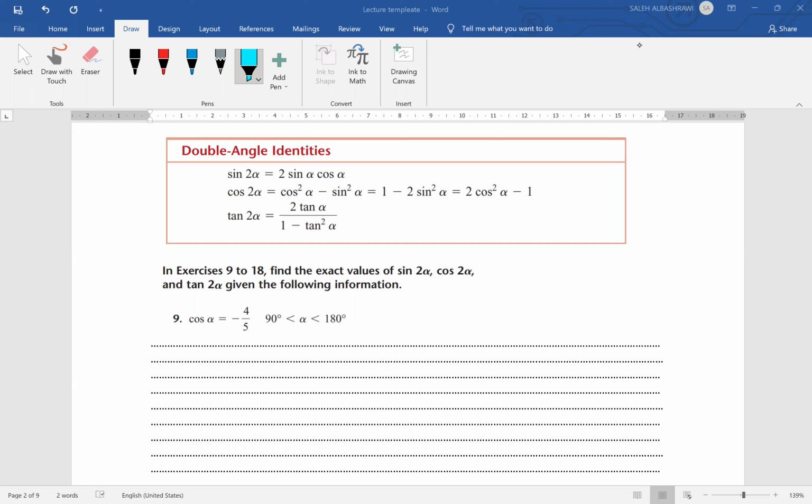So we are going to use the double angle to find tangent 2 alpha, sine 2 alpha or cosine 2 alpha from some given trigonometric value. For example, in question number 9, I need to find the exact value of sine 2 alpha, cosine 2 alpha, and tangent 2 alpha given the following information. Cosine alpha is equal to minus 4 over 5, where alpha is between 90 and 180. Alpha is in the second quadrant.